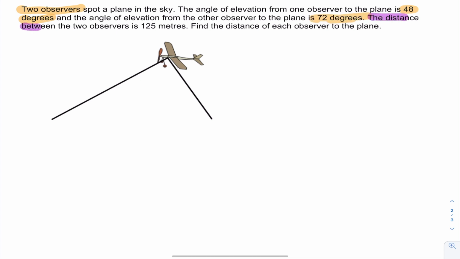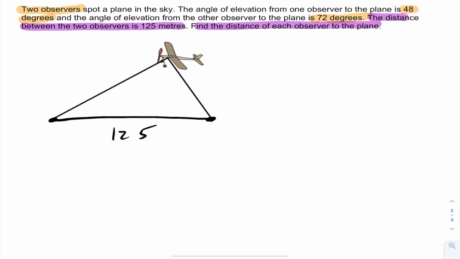The distance between the two observers is 125 meters. Find the distance of each observer to the plane. So you've got these two observers, and they tell us in the question that they are 125 meters apart. You know the angle of elevation from one is going to be 48 degrees, and the other is going to be 72 degrees, and they want you to find the distance between each observer. So this is like observer 1, and this will be observer number 2, and we want to find x, and we want to find y.